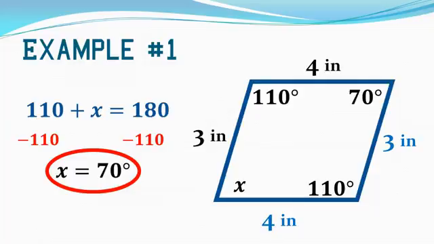If I'm not directly told that it's a parallelogram and I don't see parallel markings on the sides of the quadrilateral, I can look at the measurements. If I see that opposite angles are congruent and opposite sides are congruent, I'll automatically know that this is a parallelogram.